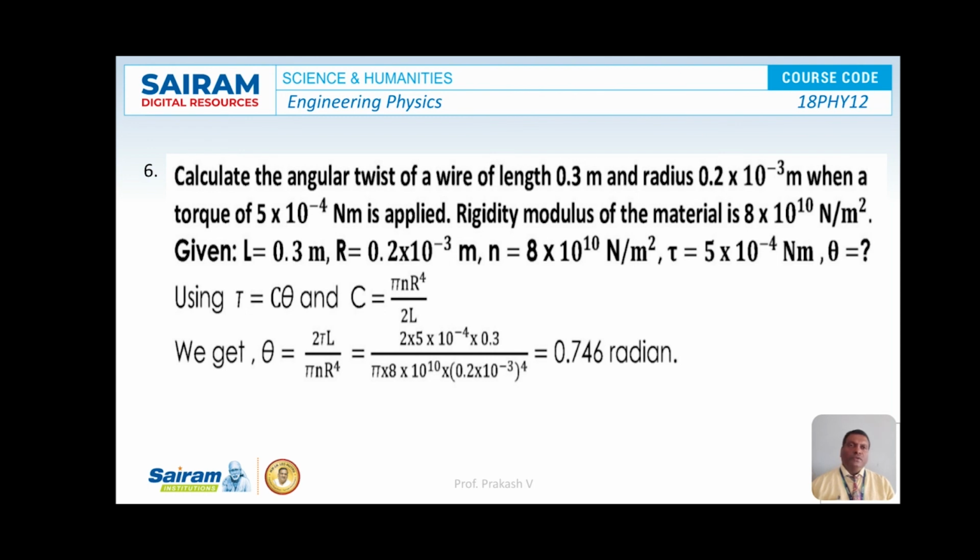So theta is equal to 2 into 5 into 10 to the power of minus 4 into 0.3 divided by pi into 8 into 10 to the power of 10 into 0.2 into 10 to the power of minus 3 whole to the power of 4. So on simplification, the value of theta is equal to 0.746 radian. So this is the twisting angle theta after calculating the problem. Thank you.